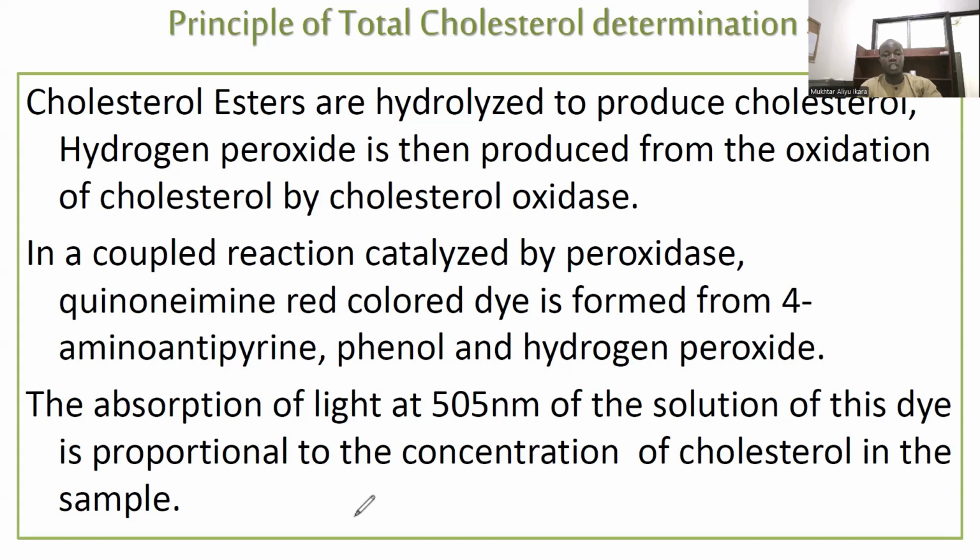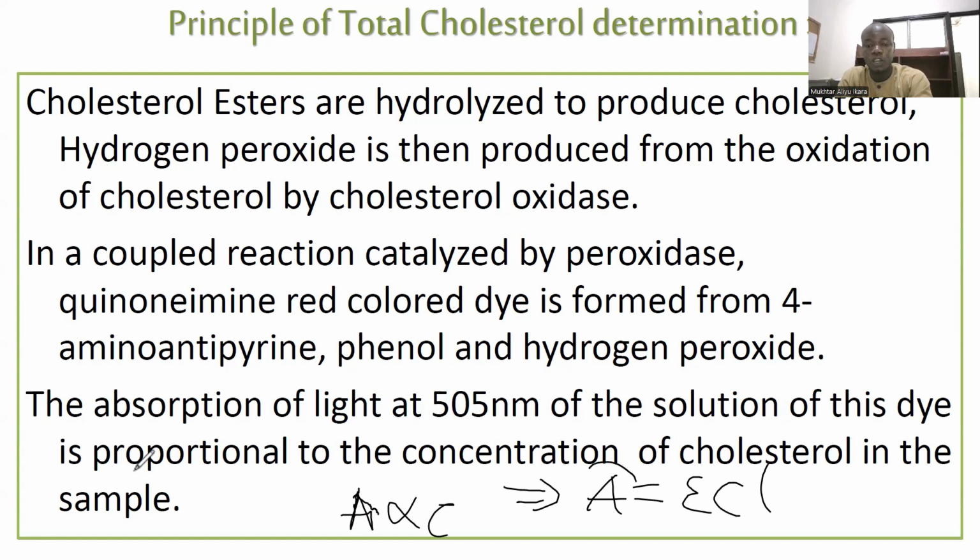Of course, remember from the Beer-Lambert law that absorbance is directly proportional to the concentration, that is, absorbance is equal to molar extinction coefficient times concentration times path length. So if you now get your absorbance at this 505 nanometer, then it will give you an idea about the concentration of the cholesterol. There is a formula that we can use in calculating the concentration of the cholesterol, and that will give us an idea of exactly the concentration of the cholesterol in the blood. So how do we do that? Let's proceed.